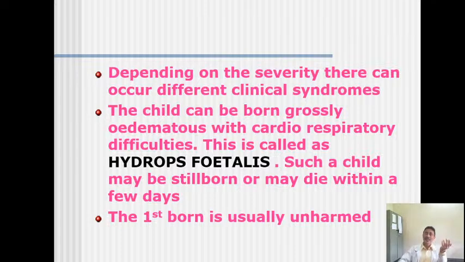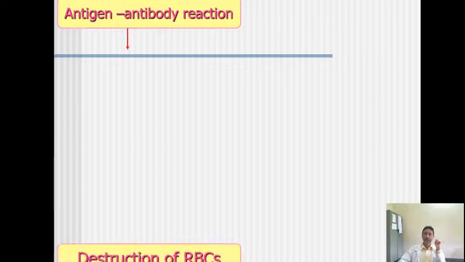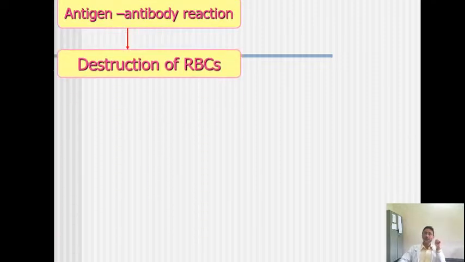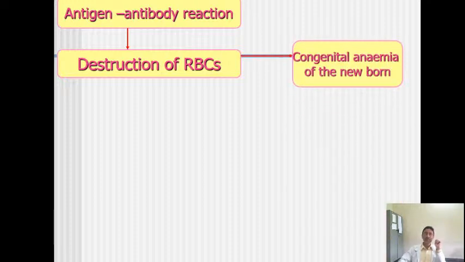Such a child can also be born with cardiorespiratory difficulties because there is less oxygen supply to the tissues, so respiratory distress will be present and the whole body will be grossly edematous. Hence it is called hydrops foetalis. So this is what happens. An antigen-antibody reaction is taking place. There is a destruction of the RBCs happening. This destruction of the RBCs results in congenital anemia of the newborn.